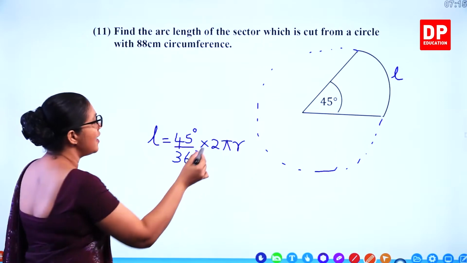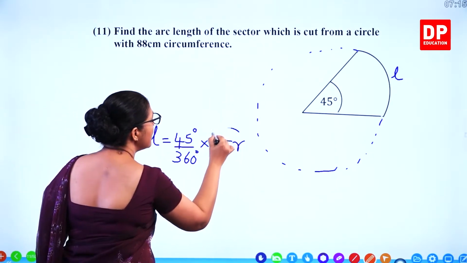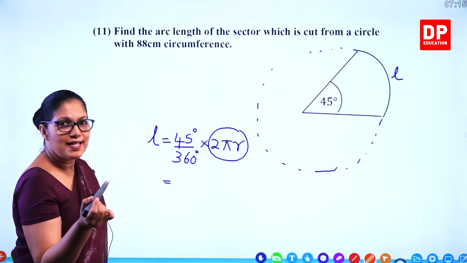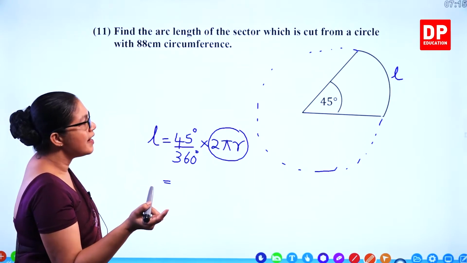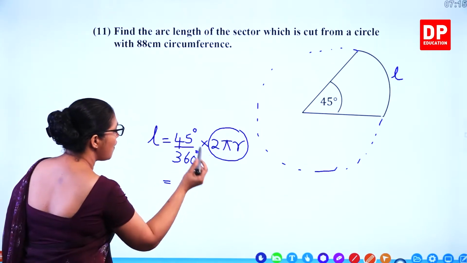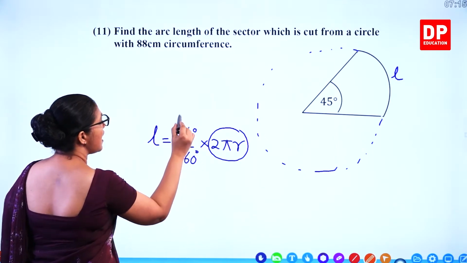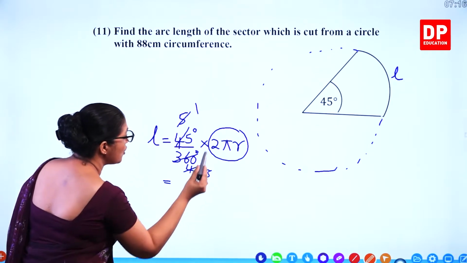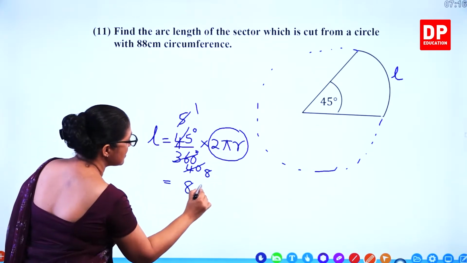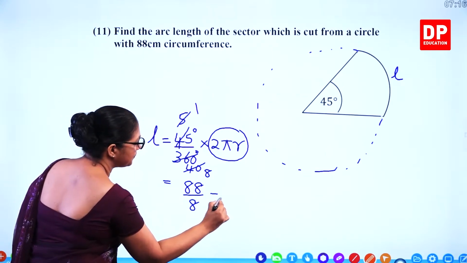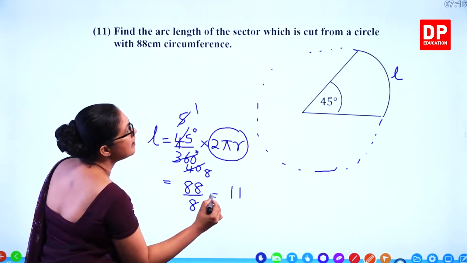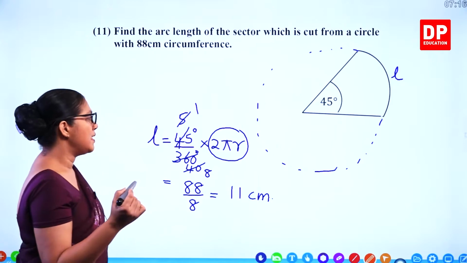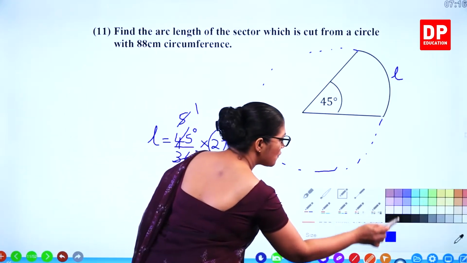Now straight away, the circumference of the circle is given, 88. You have to just substitute 88 there. So you don't need to find out the radius of the circle here. So 45 over 360, 9 times 5, 9 times 40, and this is 8. So what you do, take 88, that's the circumference, divide by 8. You get 11 centimeters because the circumference is given in centimeters. So you get just 2 marks for this.